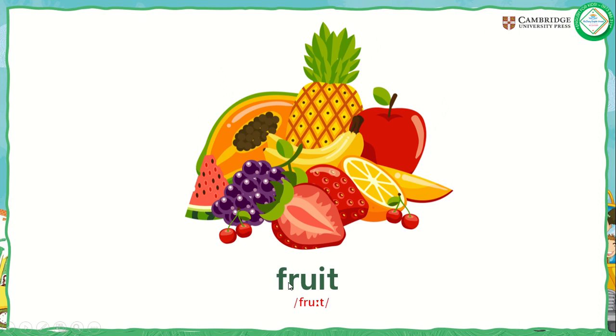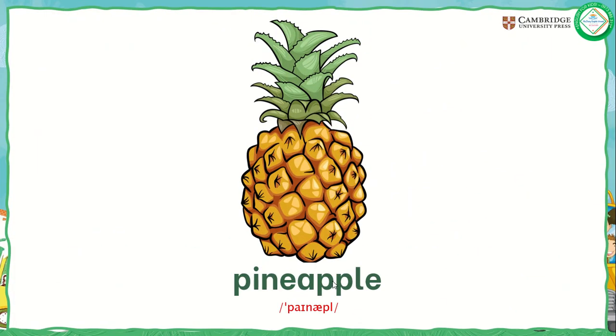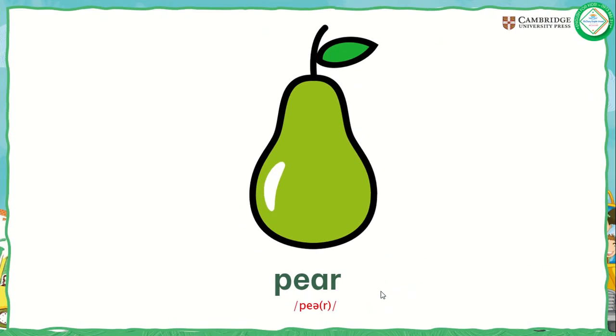Fruit. F, r, fr. Fruit. F-R-U-I-T, fruit. Lemon, lemon. L-E-M-O-N, lemon. Pineapple, pineapple. P-I-N-E-A-P-P-L-E, pineapple. Pear, pear. P-E-A-R, pear.